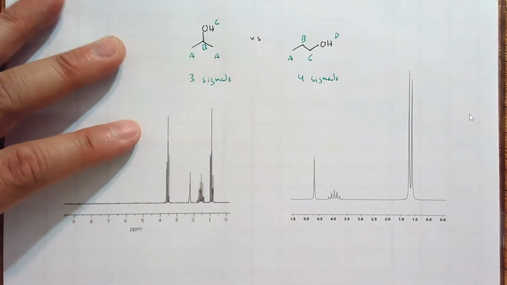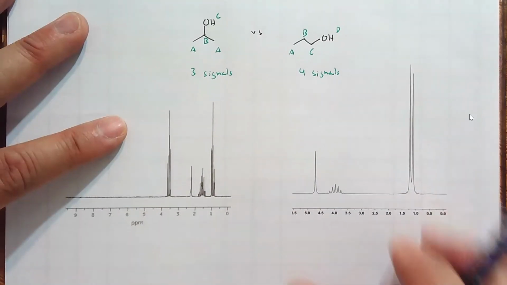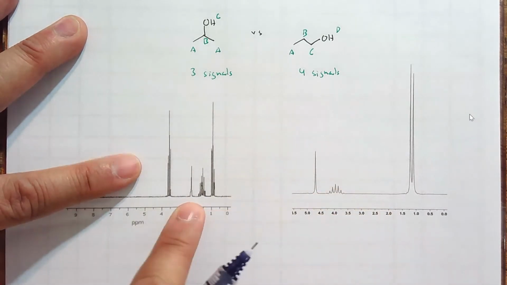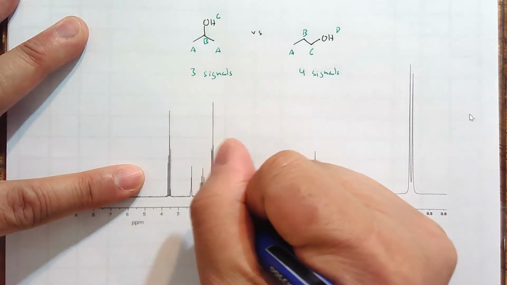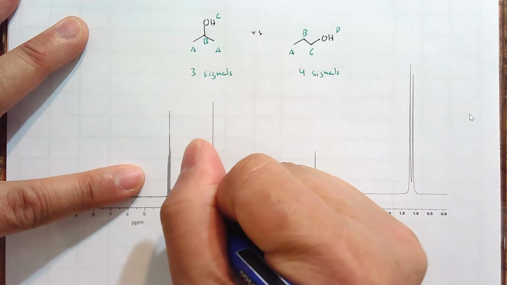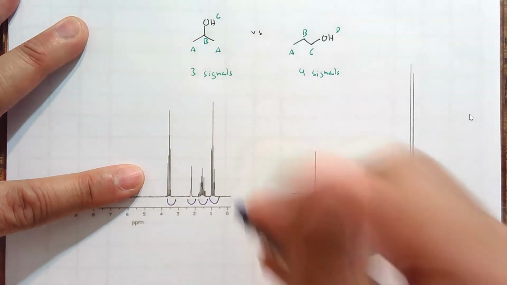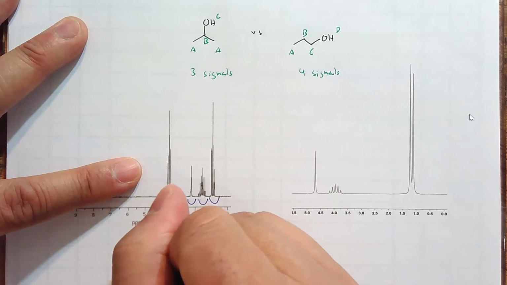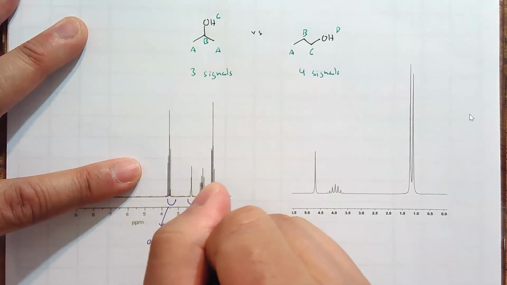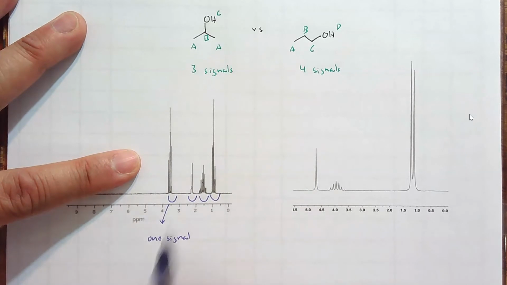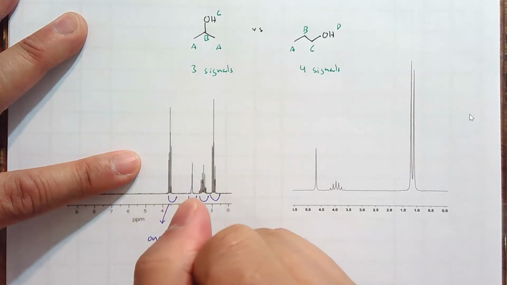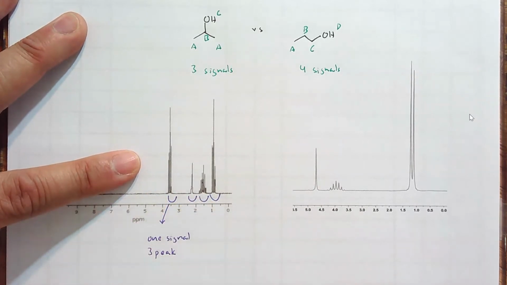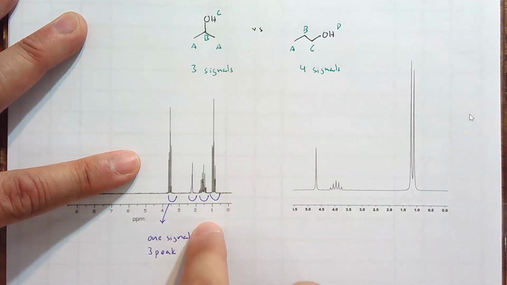With just that, if you have to do a matching exercise, this is 4 signals. So here we have 1, 2, 3, 4. Yes, I know that this is one signal, but that signal is split into 3 peaks. We will talk about splitting in a different video. But basically, I have 4 signals.